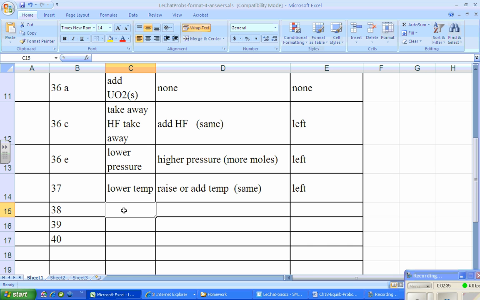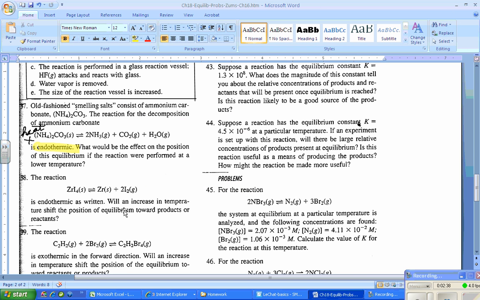So let's go down now to number 38, and let's take a look at that one. In this reaction, zirconium iodide is going to be forming zirconium and iodine, the gas. So, look, we got two solids. The only guy in the equilibrium is the iodine. Oh, and it's endothermic. So, as you can see, again, I've added the heat to the left side because it is endothermic, and in this particular case, will an increase in temperature.